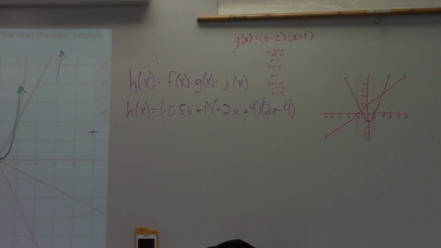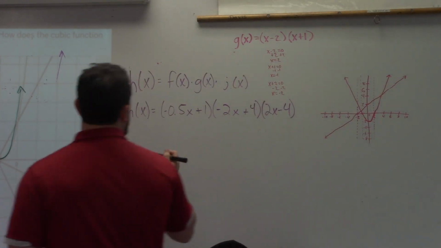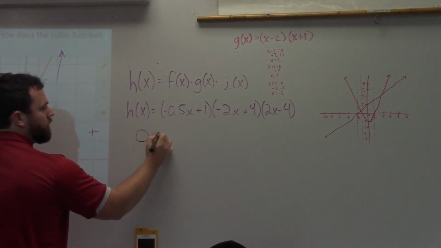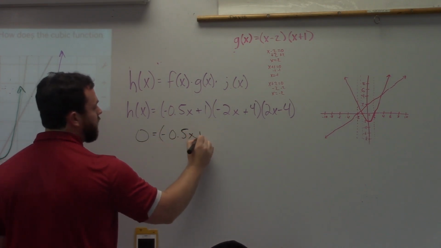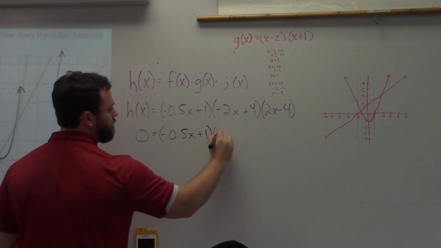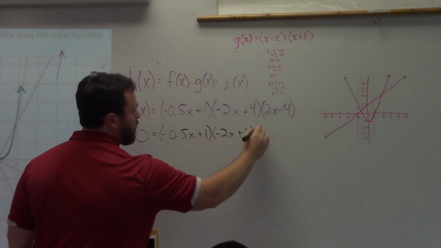Set the whole function equal to what? 0. Right. Remember, if I want zeros, what is my output? I'm not trying to trick you. If I want zeros, what's my output? 0. That's why it's called zeros.